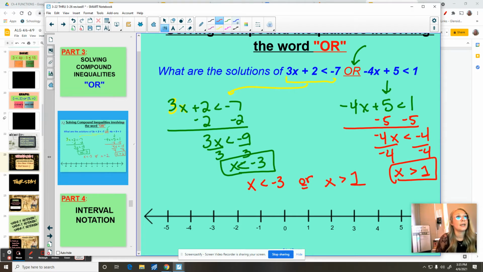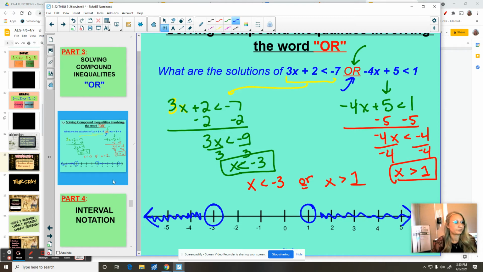Now, when we graph this, we're still going to graph them almost separately. So x is less than -3, all the numbers less than -3, or x is greater than 1, open circle here, it's just greater than, and then we highlight and shade all of the numbers greater than 1. You also have a clue that you did it correctly because when we have an or inequality, your graph should have it shooting off into two separate directions.